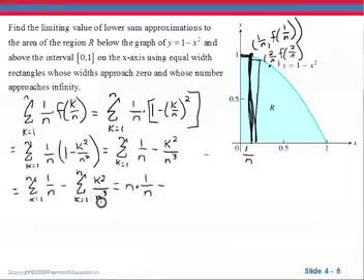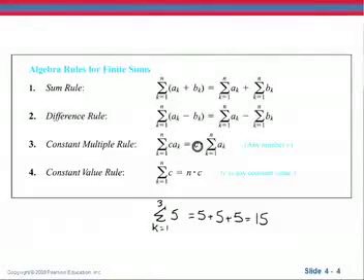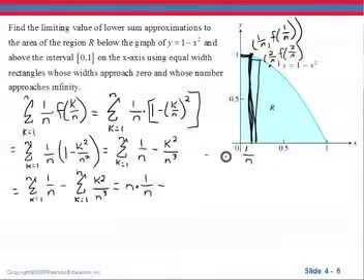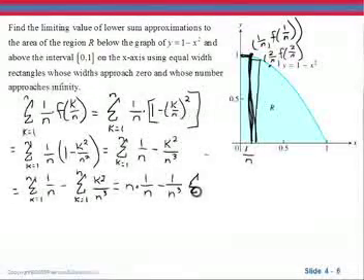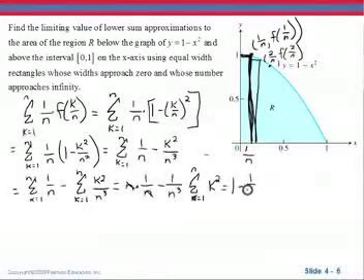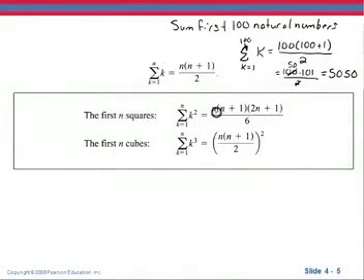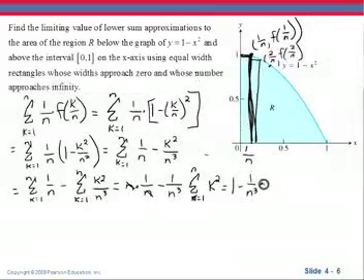Now, we can also use that constant multiple rule. This is k squared times 1 over n cubed, and it said that we could bring the constant out to the front. So that would be 1 over n cubed times the sum from 1 to n of k squared. So this is 1 minus 1 over n cubed times the sum from 1 to n of k squared. Well, we've already got that formula. This is the formula that we have right here.